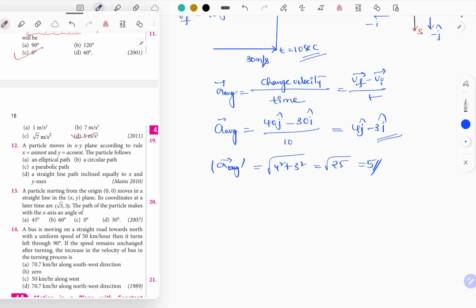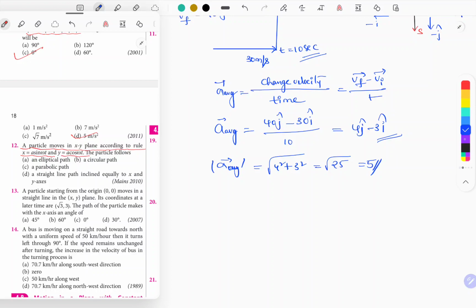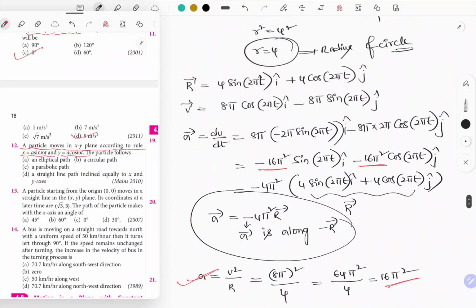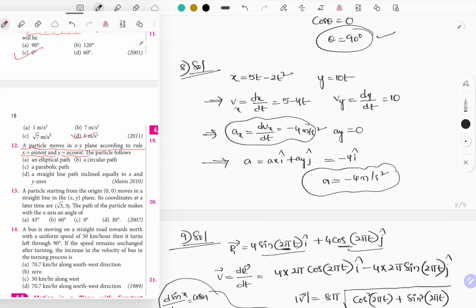Now look at question number 12. A particle moves in the xy plane according to the rule x is equal to a sin omega t, y is equal to a cos omega t. Question number 12. Solution. x is equal to a sin omega t, y is equal to a cos omega t. We have seen this kind of model in an earlier question, where we decided whether it is going to be a circular path or not.